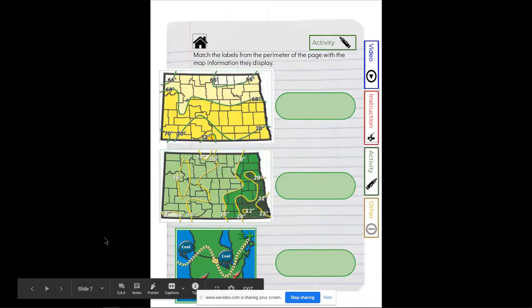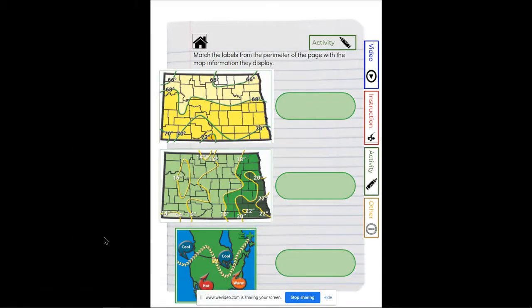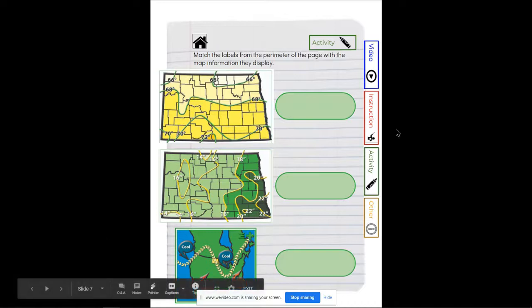Now we get into our activity pages. On our first activity page, you need to match the labels from the perimeter of the page with the map information they display. So right here on the right side of the page, there are some labels, and you need to put the labels here that are going to match this map, and this map. What is being displayed in those maps?